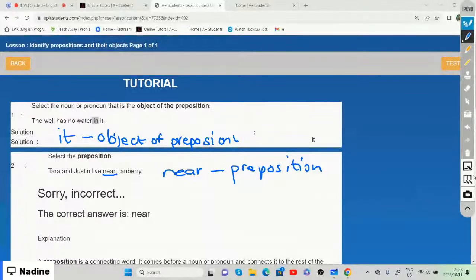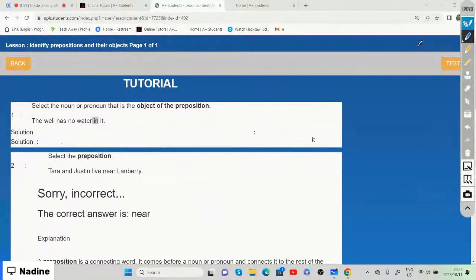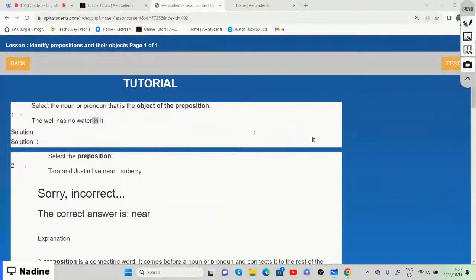All right, so now let's go to our test. Remember we said that the object of preposition comes after the preposition, right? It is basically the noun. So you need to identify your preposition first and then the noun after your preposition. That is the object of preposition. All right, let's go to our test.